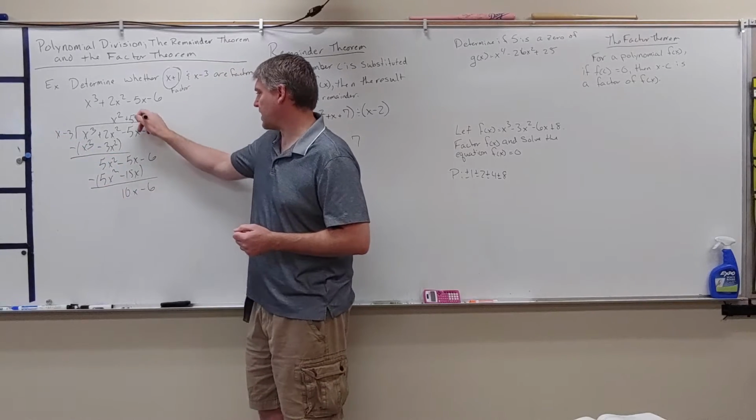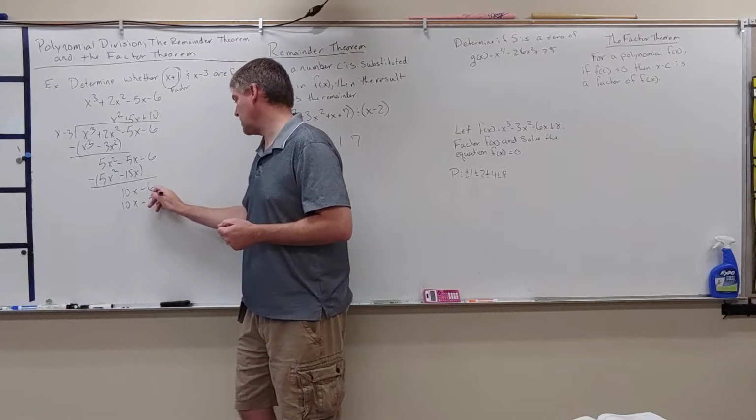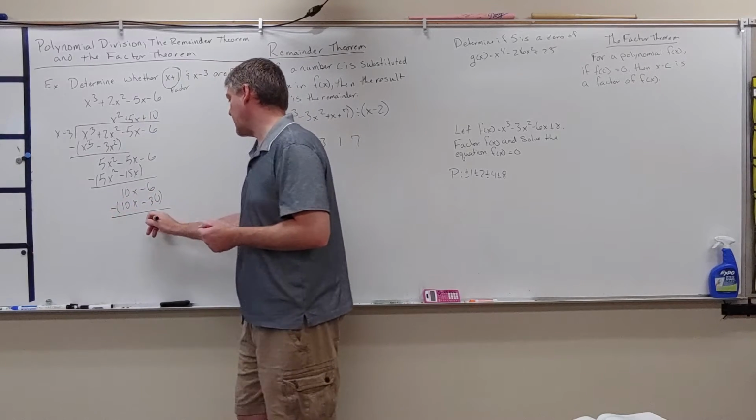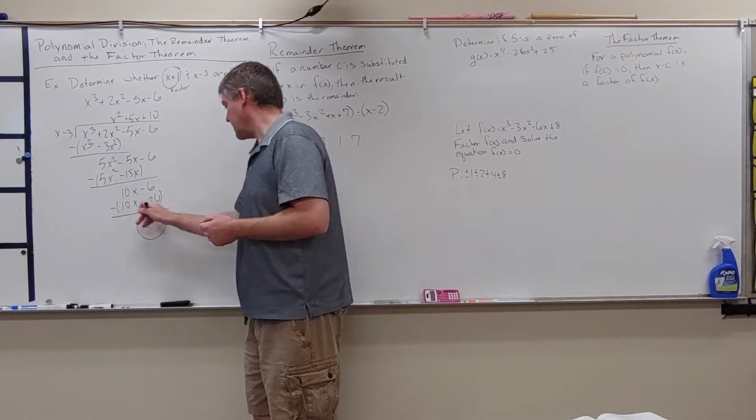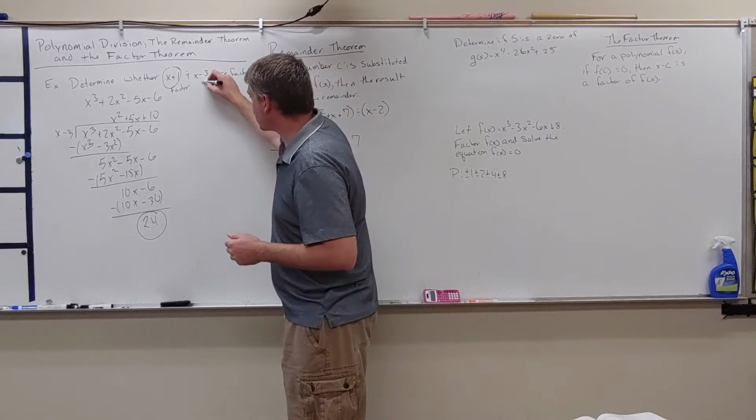x times what gives me 10x, that's 10. So we have 10x minus 30. I'm subtracting that. That gives me 24. Since my remainder is not 0, this is not a factor.